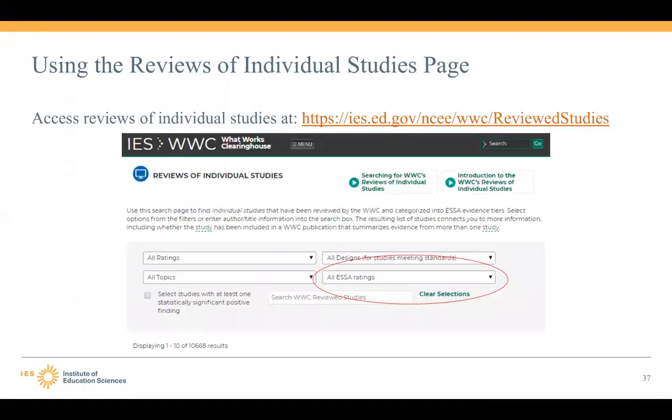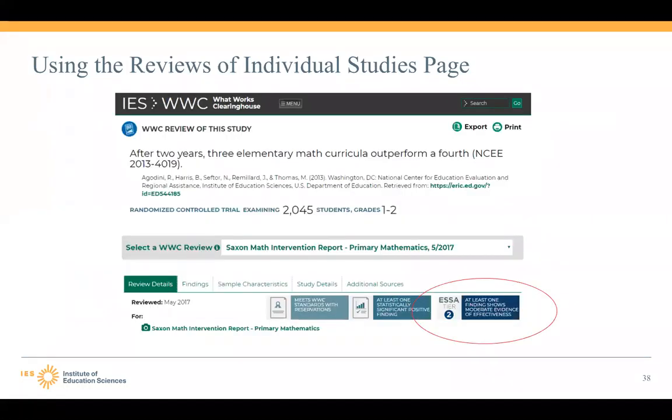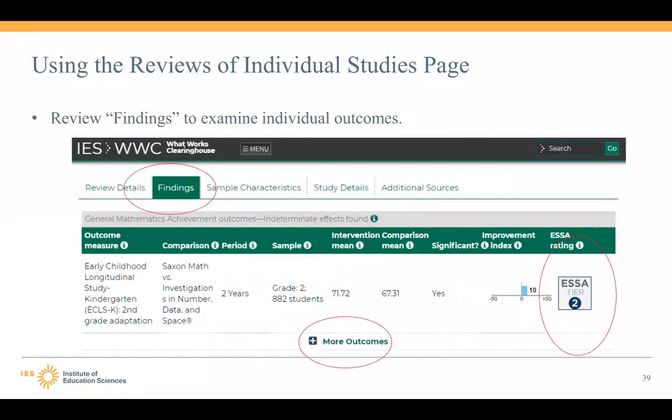So if you turn to the Review of Individual Studies page, you'll find a new feature where you can filter the studies to those where there are outcomes that meet ESSA Tier 1 and 2 criteria. Clicking on any study will bring you to the Review Details page. If the study review has outcomes that meet ESSA criteria for Tiers 1 and 2, you'll see this icon flag on the right. And then on the Findings tab, you will find the individual outcomes that meet the criteria for ESSA Tiers 1 and 2, which are also denoted with an ESSA icon on the far right of the table.